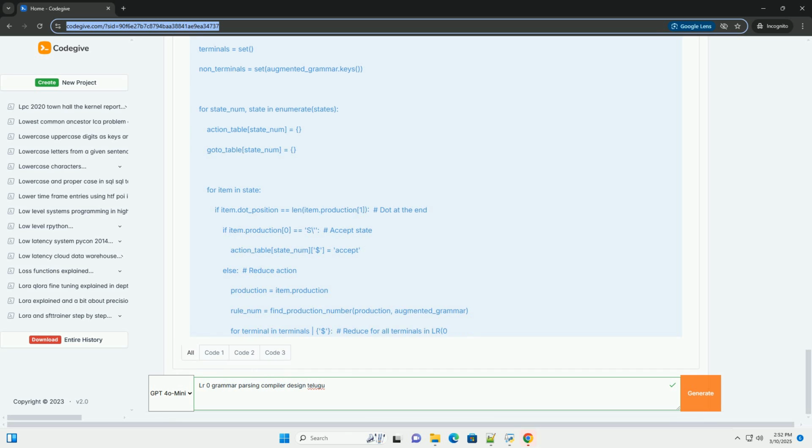I hope this Telugu-flavored explanation is helpful. Remember, understanding parsing is a key step in mastering compiler design. Practice with more examples, and you'll become a parsing expert. Let me know if you have any other questions.